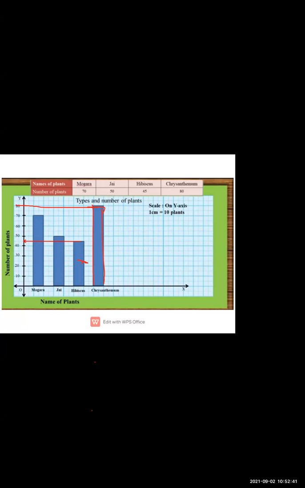Okay, everything is important. Scale is important, name of the plant, number of vehicles, number of students, number of girls, whatever there is, you have to write. After that you have to give the y-axis and x-axis. It is also a very important thing. After that, mention the numbers properly. There should be no mistake, otherwise your whole paragraph will be wrong.